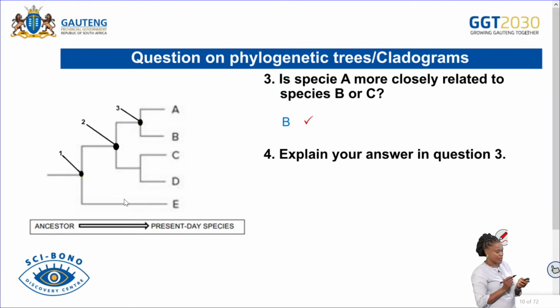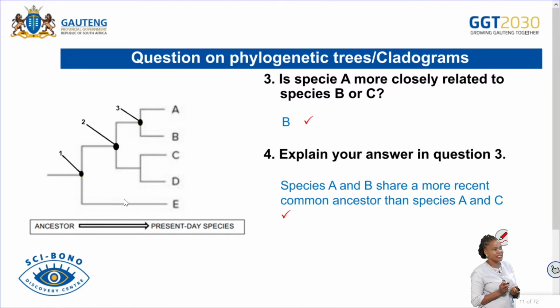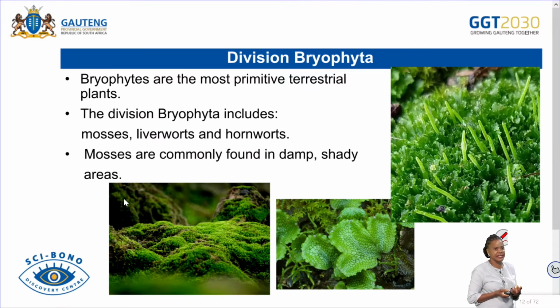Explain your answer in question 3. Why are we saying so? Why are we saying A and B are closely related as compared to E? It is because A and B are sharing what? They share the common ancestor. They share a more recent common ancestor than with species E. So this is how we are supposed to answer all the questions which are based on the phylogenetic tree.